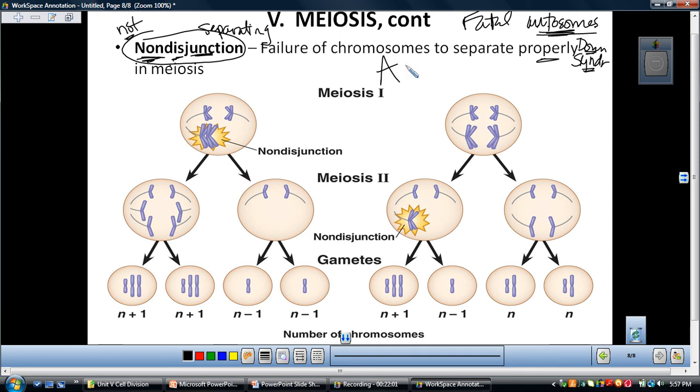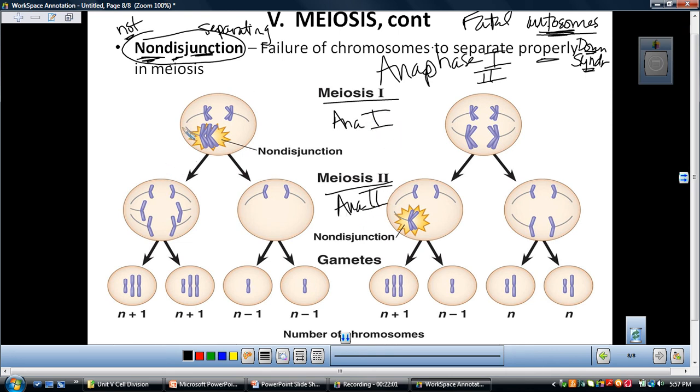Well, it could happen in anaphase, right, because that's when chromosomes pull apart. But it could happen in anaphase 1, or it could happen in anaphase 2. So it could happen in either one of those places. It could be in meiosis 1, or it could be in meiosis 2. So meiosis 1 is ana 1, because that's when they pull apart, or meiosis 2, it's ana 2.